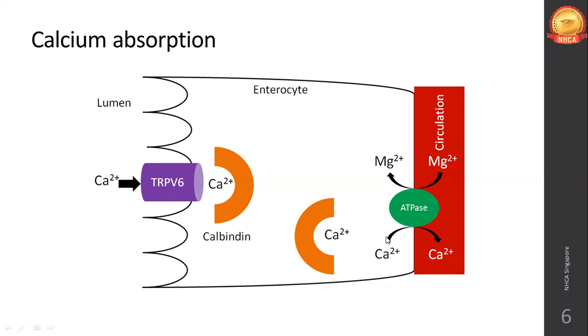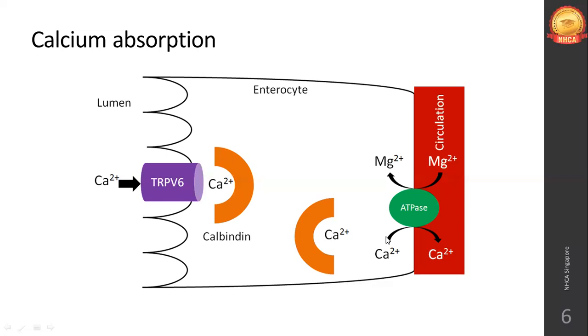So in an acidic environment, when the intestinal environment is more acidic, it is much more efficient for calcium absorption. That you have to remember. The environment has to be slightly acidic.